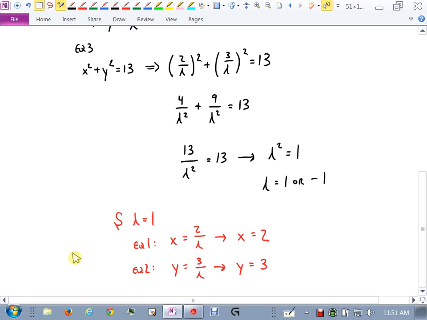So do we have x, y, and lambda now? If lambda was 1, that meant that x had to be 2 and y had to be 3. So we have one solution right here. I'm going to put it to the side: x is 2, y is 3, lambda was 1. Now what do I need to suppose? Lambda is negative 1. I'll do that on the next page because I'm out of room.